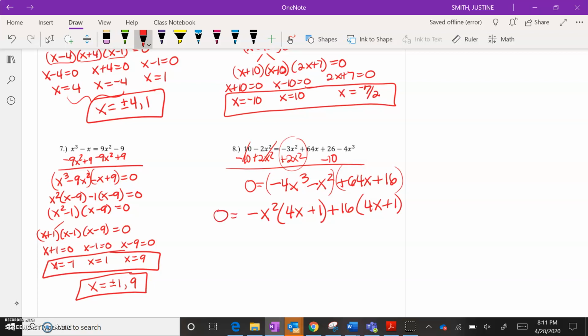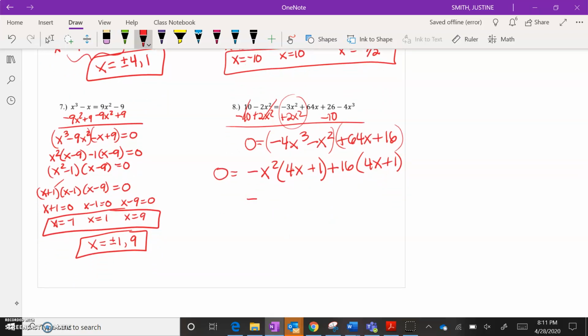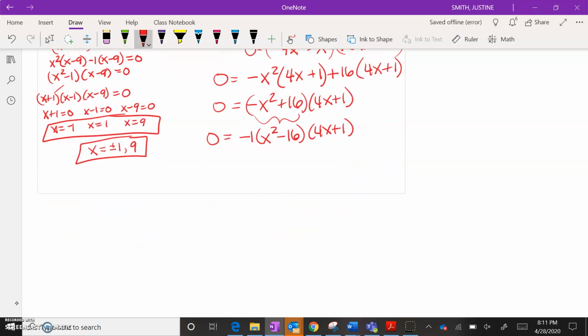So this one's a little bit tricky because when I write out my factors, I'm actually going to take out a -1 here. Because if I take out a -1, it gives me x squared minus 16. And then, very exciting, I can do dots with that. Okay, so that's why I'm going to take out that -1 there to get x minus 4, x plus 4, and 4x plus 1. Okay, so I'm setting those all equal to 0.